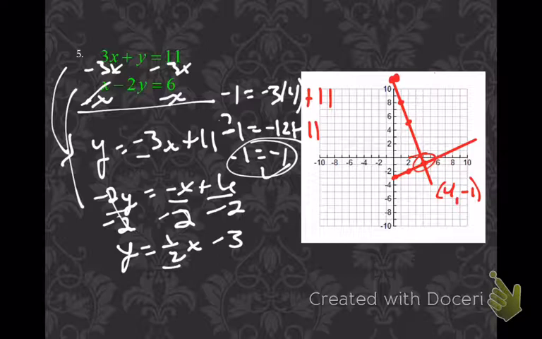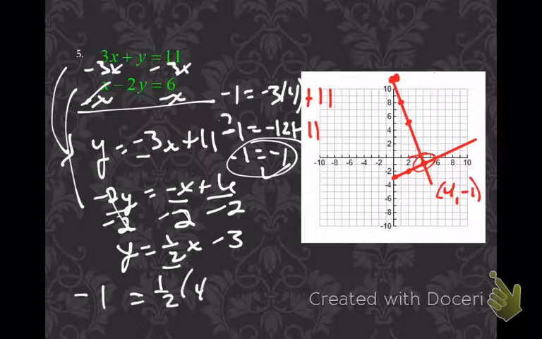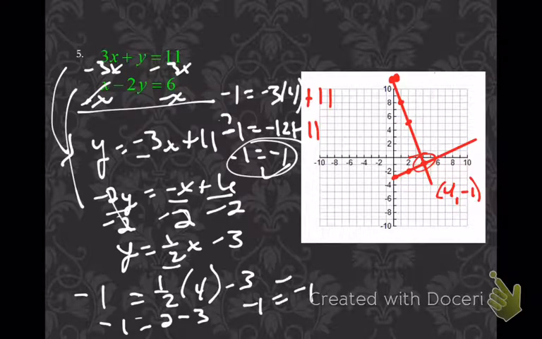Now, we want to do the same thing down here. Plug in negative 1, 4 for x, negative 1 equals, half of 4 is 2, 2 minus 3 is definitely negative 1, so it works here too, and so this is definitely our solution. Okay?